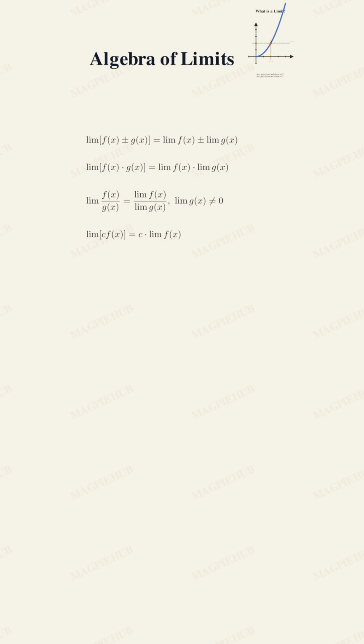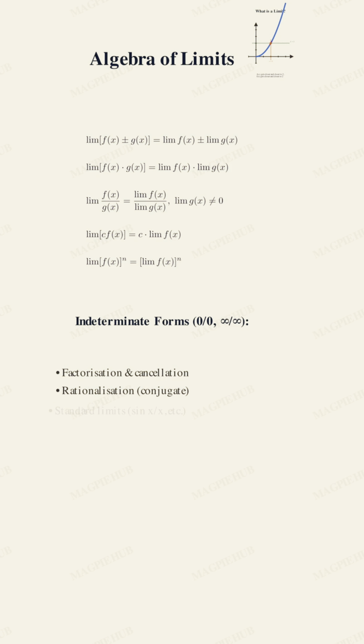Algebra of limits. If both limits exist individually, you can split the limit across addition, subtraction, multiplication, and division, provided the denominator limit isn't 0. You can also pull constants out and raise limits to powers. But what about indeterminate forms like 0 over 0 or infinity over infinity? Use these methods: factorization and cancel common factors, rationalization with conjugates, standard limit formulas, or L'Hopital's rule, differentiate numerator and denominator separately.